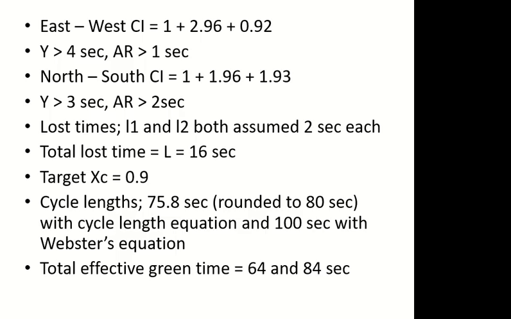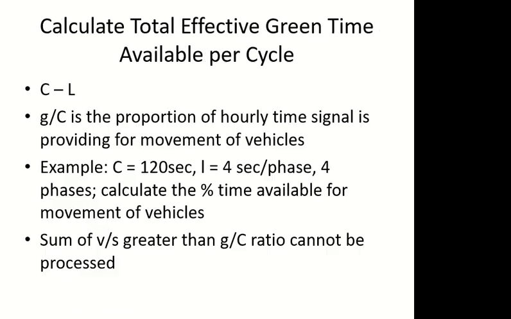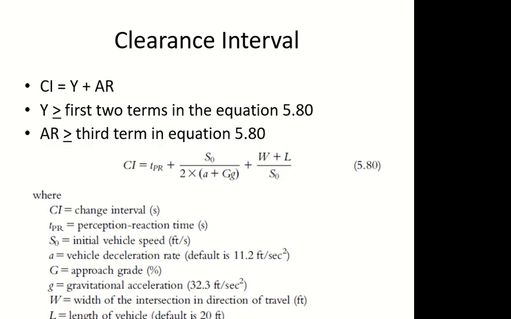So now we can calculate yellow and all red time. In this equation, the first 2 terms are yellow and the last term is all red. I need the speed for each road. I need a standard deceleration, A, given here as 11.2. I need the gradient of the road. It is level terrain, so the gradient is 0. I need gravity, which I know. And then I need the perception reaction time.